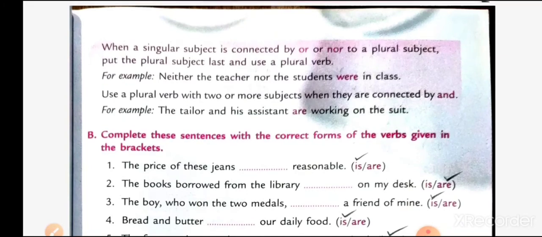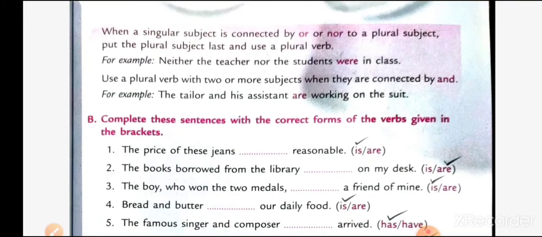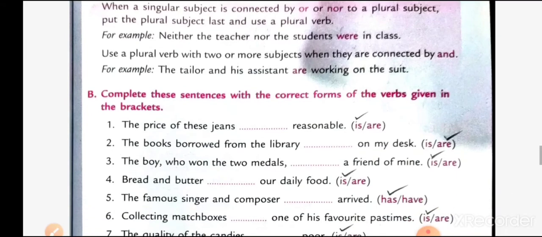When a singular subject is connected by or or nor to a plural subject, put the plural subject last and use a plural verb. For example, neither the teacher nor the students were in class. Use a plural verb with two or more subjects when they are connected by and. For example, the tailor and his assistant are working on the suit.